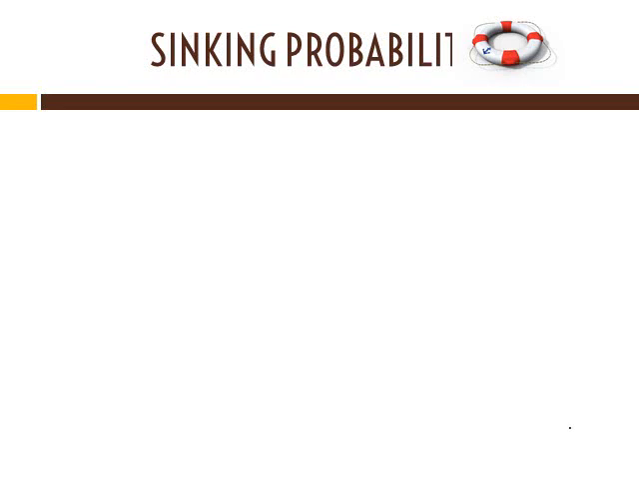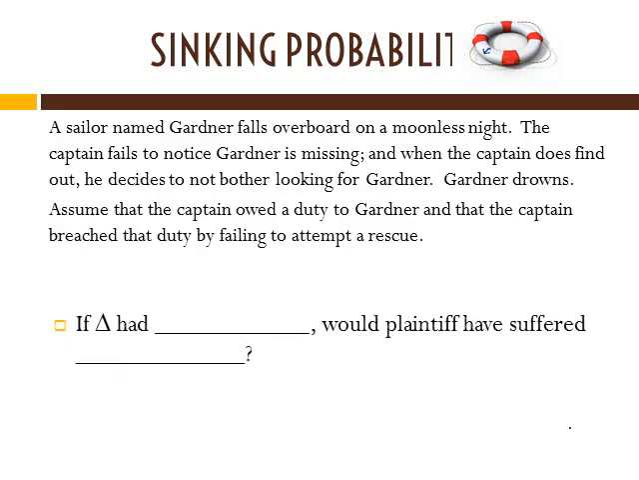Let's apply cause and fact. We're going to do cause and fact. What are we going to do first? We're going to jump to an exception? No. We're going to first do but-for causation. If the defendant had attempted a rescue, would the plaintiff have drowned? That's the question.